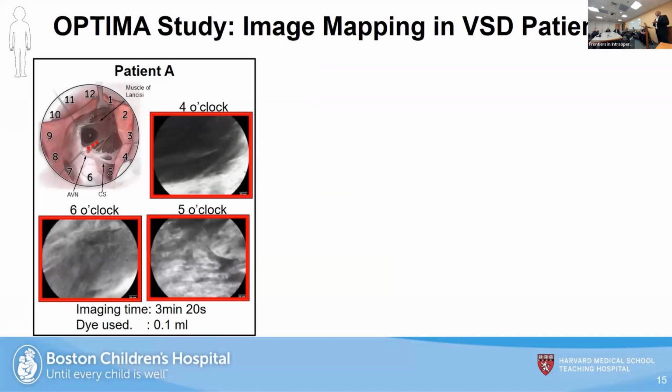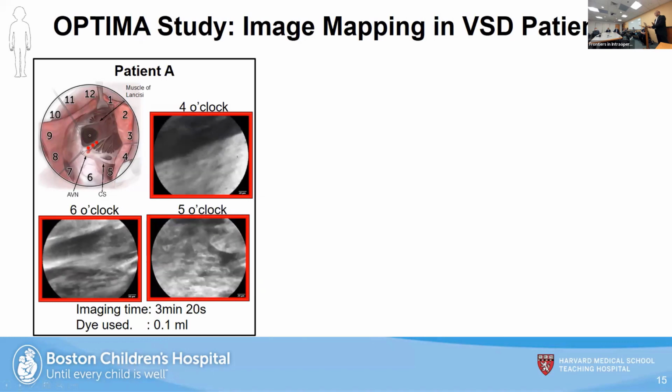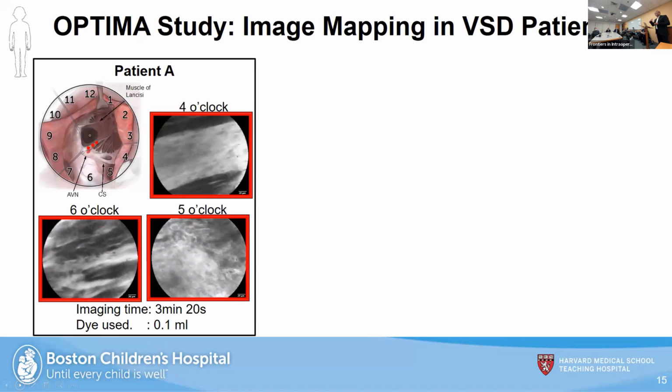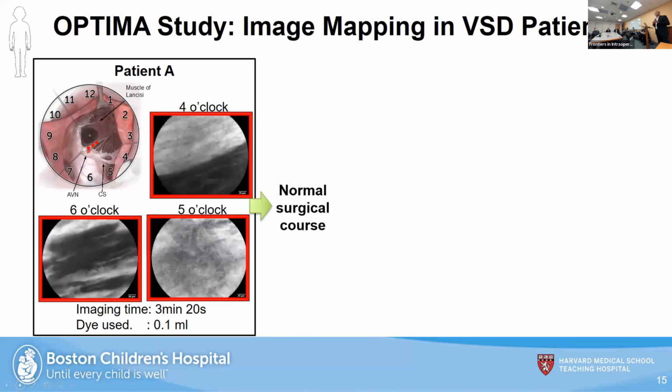So here is an example of an image mapping case in a VSD patient where the imaging was performed between 4, 5, and 6 o'clock, where you expect the conduction tissue and the node to be. All three zones near the crest of the septum were found to have a reticulated image pattern and were marked as unsafe. In this particular case, the patch was more distal from the crest of the defect, and the surgeon did not change the normal course of the surgery.